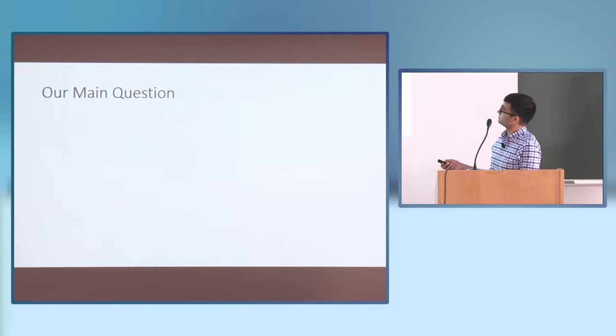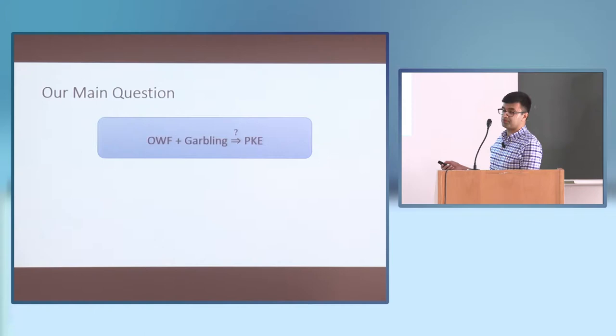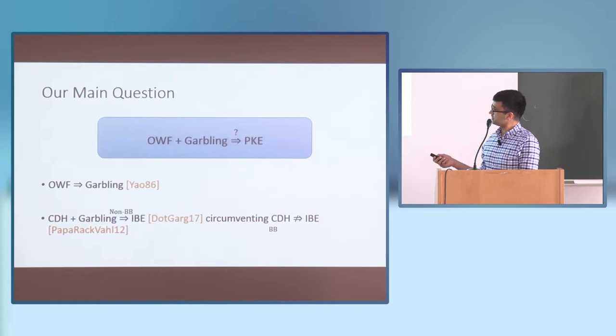All right. So back to our main question. We ask whether we can build public encryption from one-way functions in a non-black box way using garbling. This question is relevant, firstly, because we know that we can realize garbling using one-way functions. And also because it turns out that garbling is an extremely powerful non-black box technique. In particular, in recent years, we have seen some exciting results showing how to overcome some known black box barriers using garbled circuits.